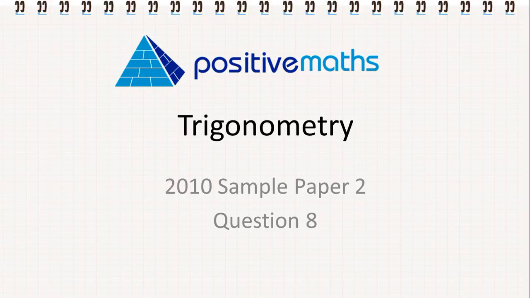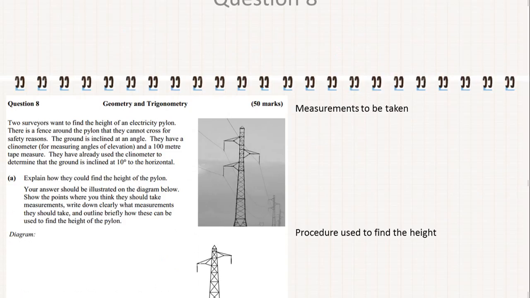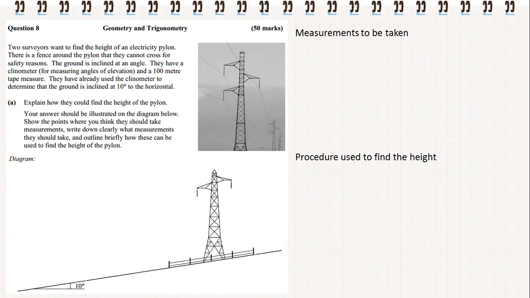In this video for Positive Maths, we're going to look at the 2010 sample paper. It's paper 2, question 8. So the first thing that we do when we see a question like this, we're going to read it all the way through. Then we're going to read the question again and highlight key information.